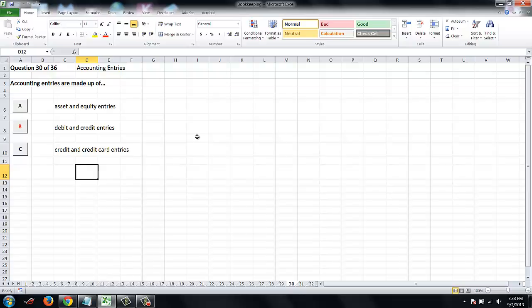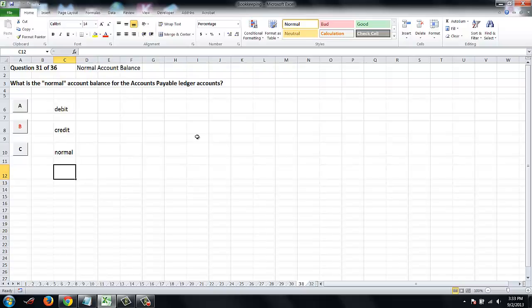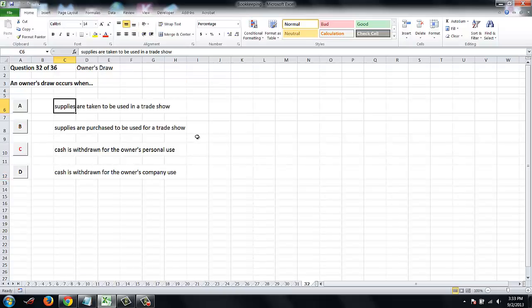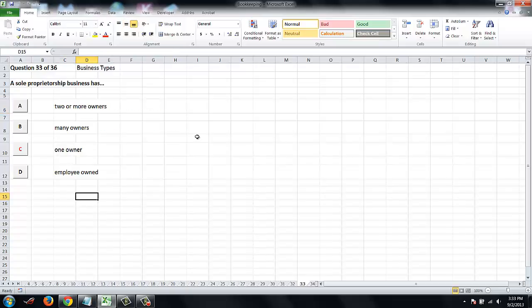Question 30. Accounting entries are made up of B, debit and credit entries. Question 31. What is the normal account balance for the accounts payable ledger accounts? Answer is B, credit. Question 32. An owner's draw occurs when, letter C, the cash is withdrawn for the owner's personal use. Question 33. A sole proprietorship business has, letter C, one owner.